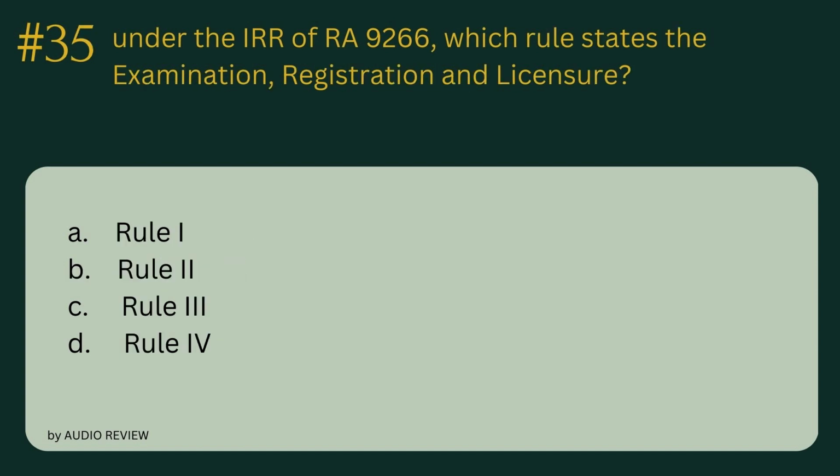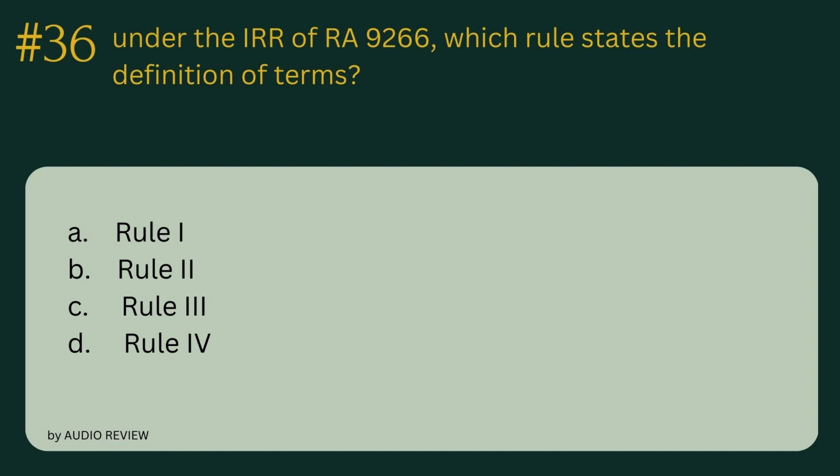Question 35. Under the IRR of RA 9266, which rule states the examination, registration, and licensure? A. Rule 1. B. Rule 2. C. Rule 3. D. Rule 4. The answer? It's C. Rule 3. Under the IRR of RA 9266, Rule 3 states the examination, registration, and licensure. Rule 3.